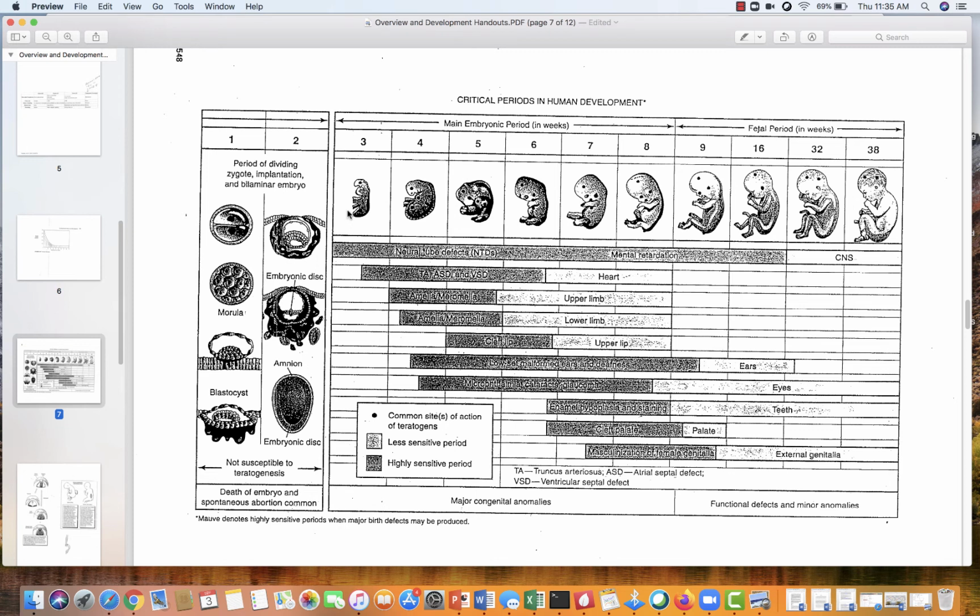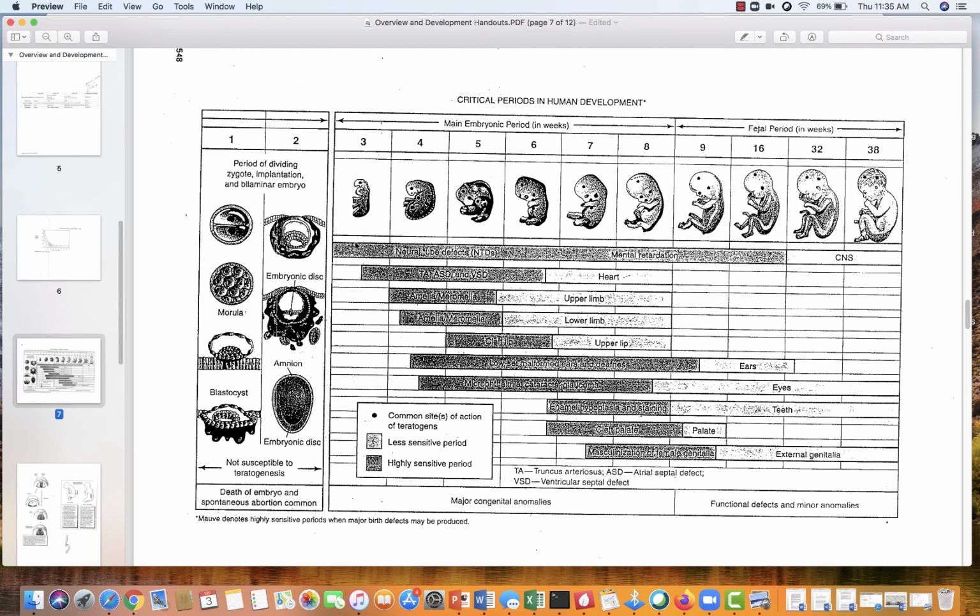Okay, so during embryonic development, if you notice, throughout pregnancy there is critical development of the nervous system. Here you can see common sites of action of teratogens with the black dots. That indicates where they commonly occur.